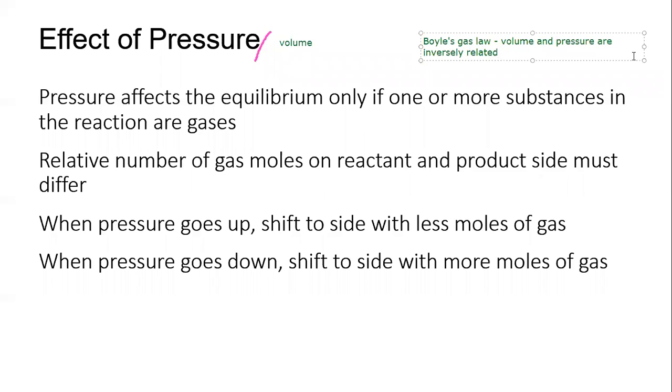So what does that mean? It means if we increase pressure and it shifts one way, when we increase volume, it's going to shift the opposite way. Now, pressure or volume only affects equilibrium if there's at least one gas present in the reaction. So if you look at the equilibrium equation and you don't see any G subscripts, pressure will not affect equilibrium. So there has to be at least one gas present on either side of the reaction for pressure or volume to affect equilibrium. It only works with gases. It doesn't work with anything else.